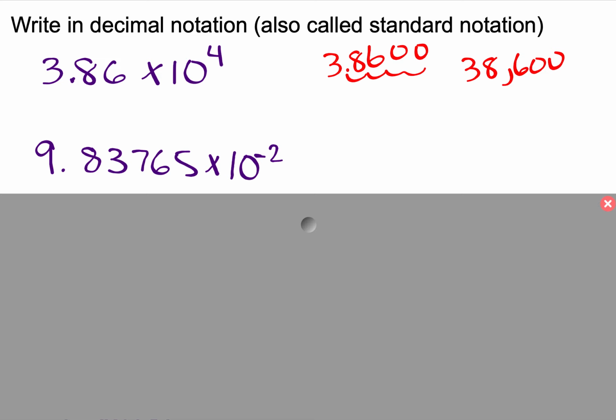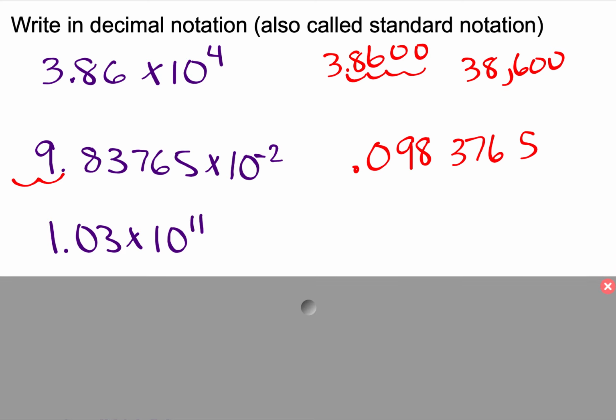9.83765 times 10 to the minus 2. We're going to move the decimal 2 places, making the number smaller. It's going to be 0.0983765.